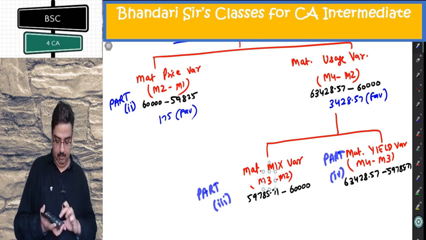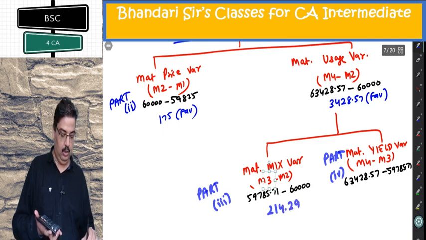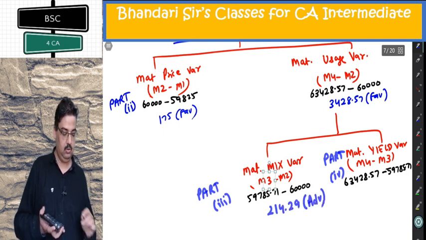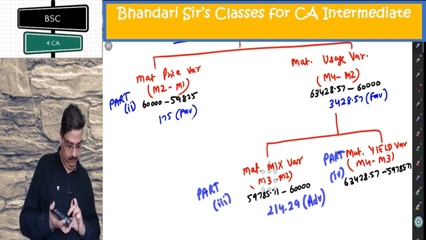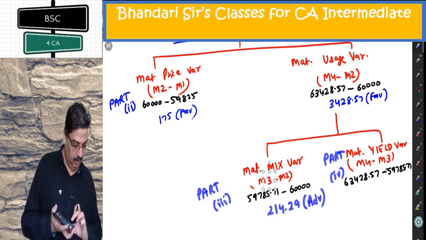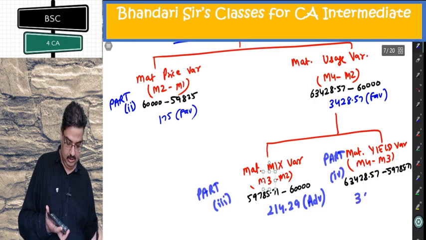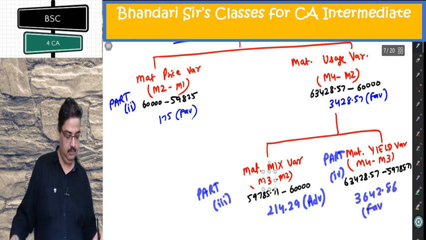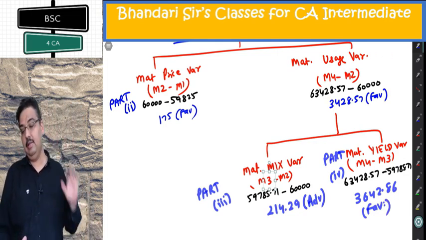59,785.71 minus 60,000. 214.29 adverse. And 63,428.57 minus 59,785.71. This is 3,642.86 favorable. They're all the approximate answers that you are getting in this question.